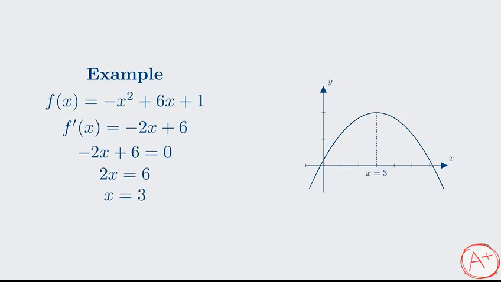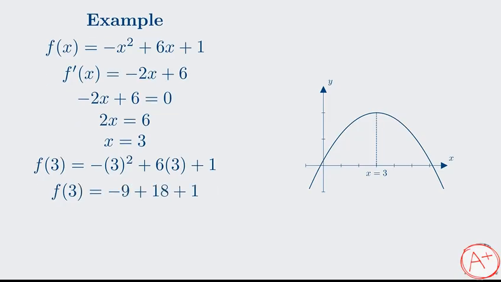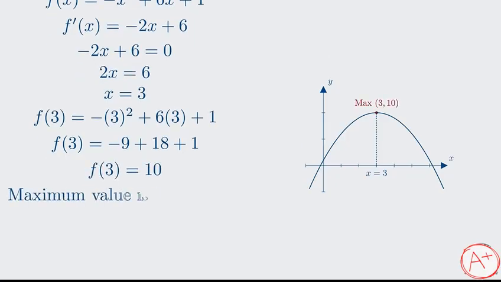Now that we know the stationary point occurs at x equals 3, we substitute this back into the original function to find the y-coordinate. f of 3 equals -3 squared plus 6 times 3 plus 1. f of 3 equals -9 plus 18 plus 1, which simplifies to 10. Because the coefficient of x squared is -1, the graph opens downwards. Therefore, the maximum value is 10, occurring at x equals 3.